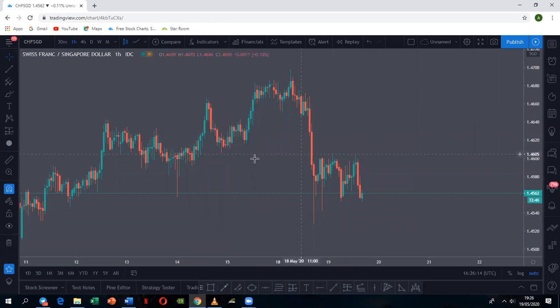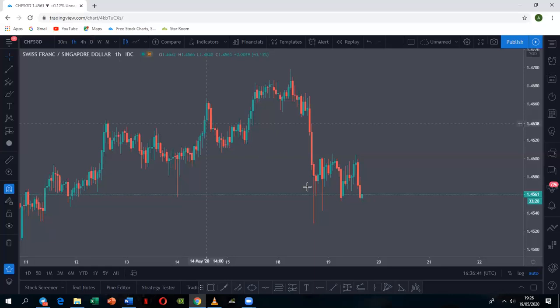So which pair is this? You have to look at the top left. This is the CHF SGD, that's the Swiss franc trading against the Singapore dollar on the 1 hour chart. Yeah, so guys, remember we have basic time frames we're going to deal with. We deal with the monthly, the weekly, the daily, 4 hour, and 1 hour.